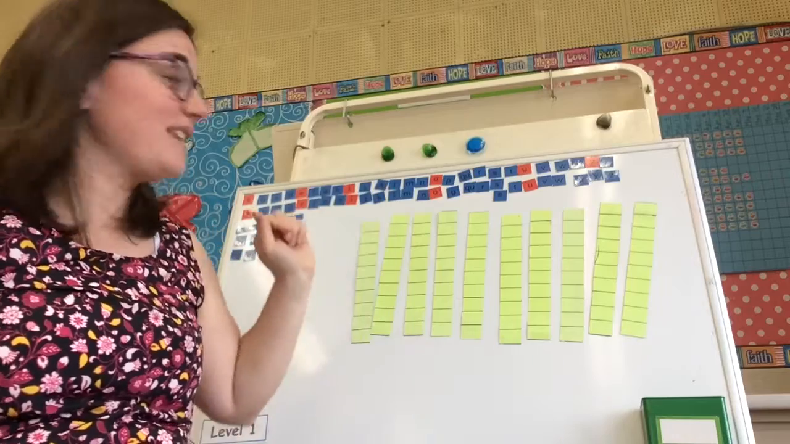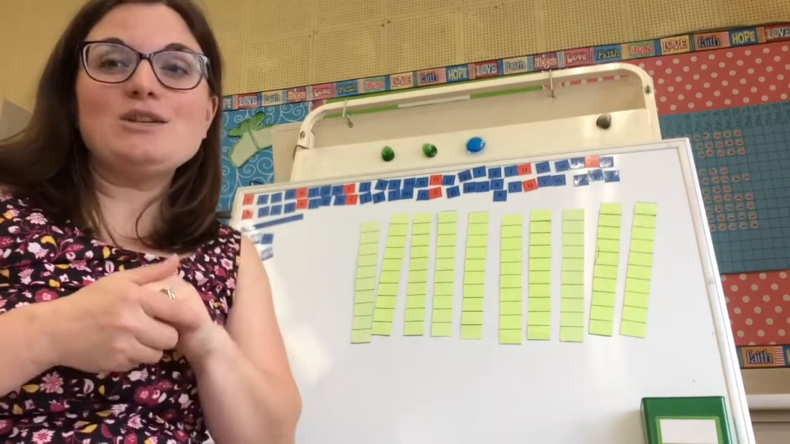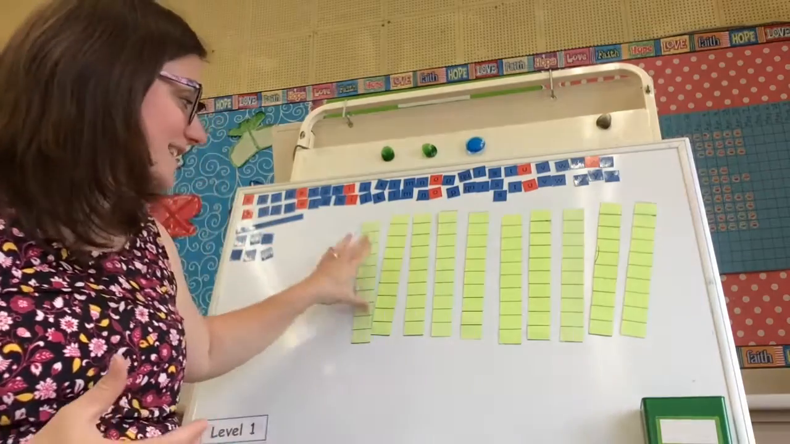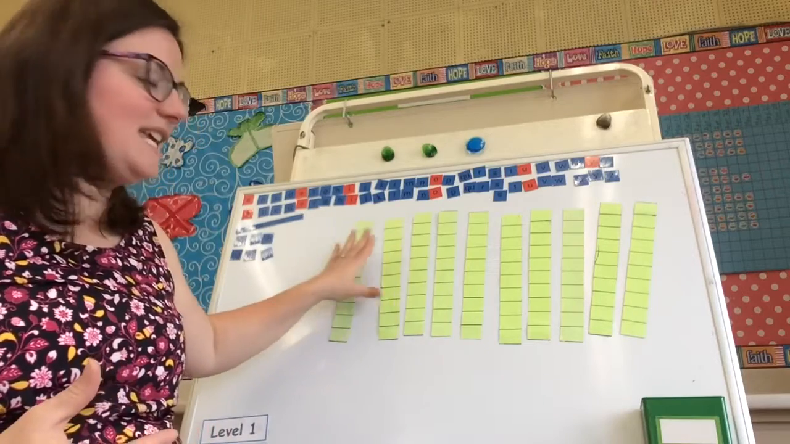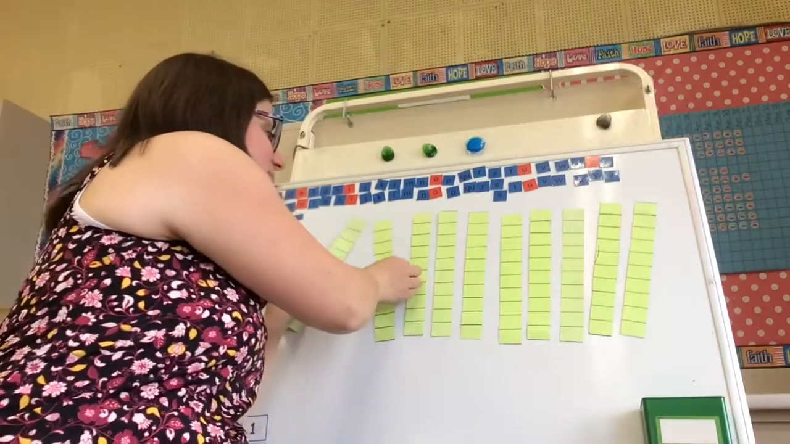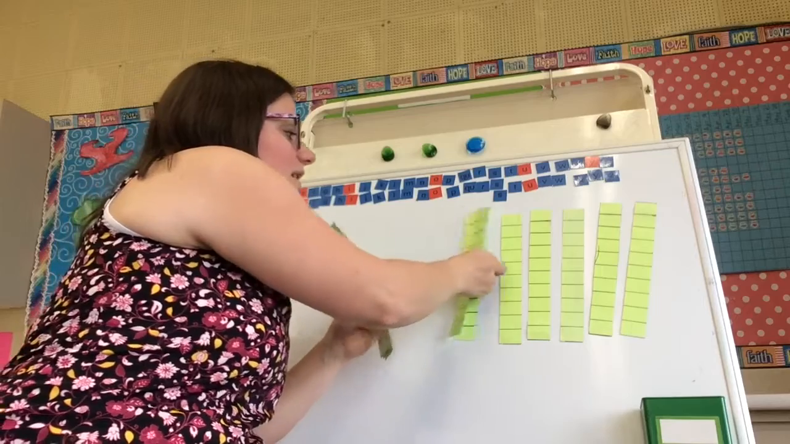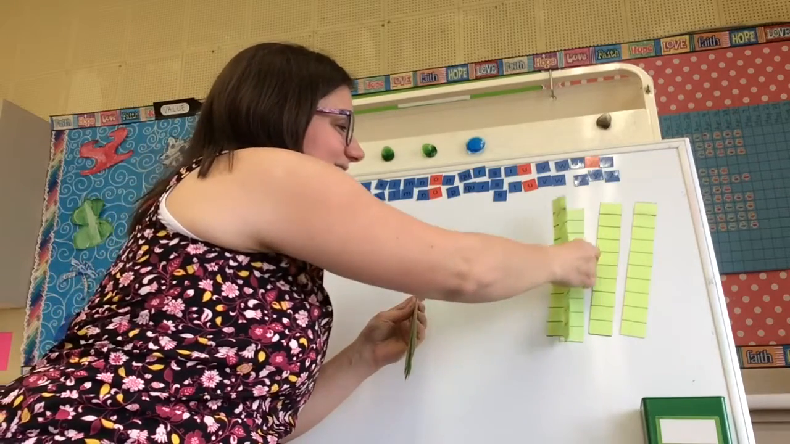So we know how to write the number. We also know how to write the number in words. And we know how many tens. 1 ten, 2 tens, right? And we can count the tens, okay? We're going to do a little bit more with our tens today.